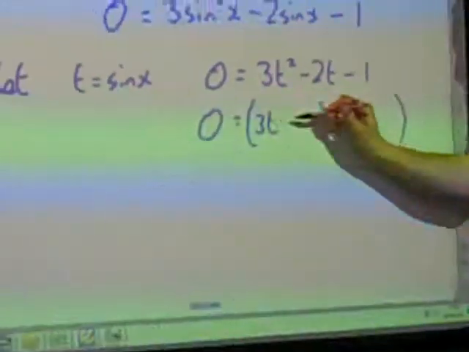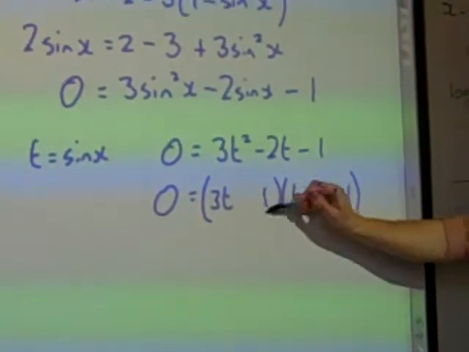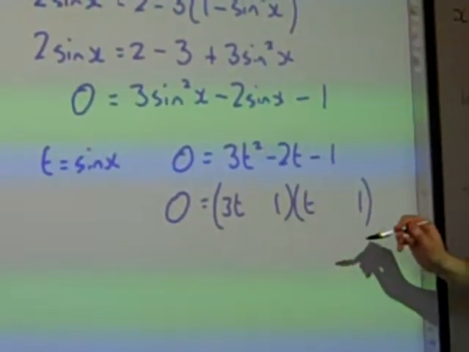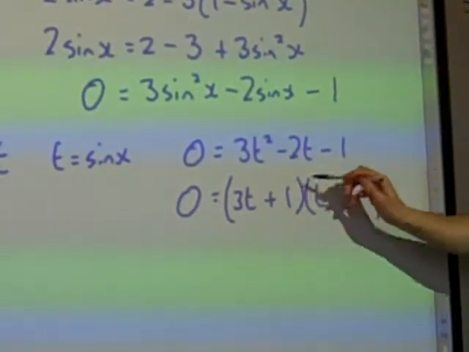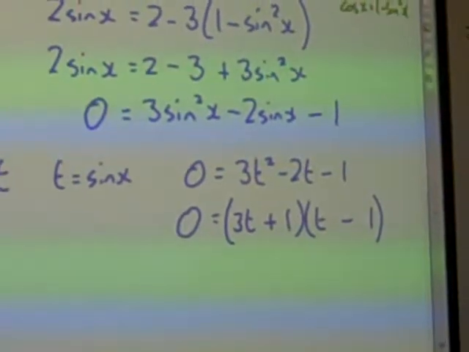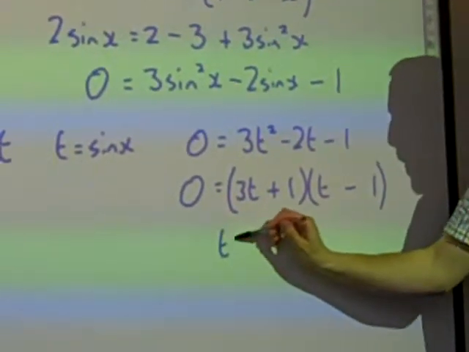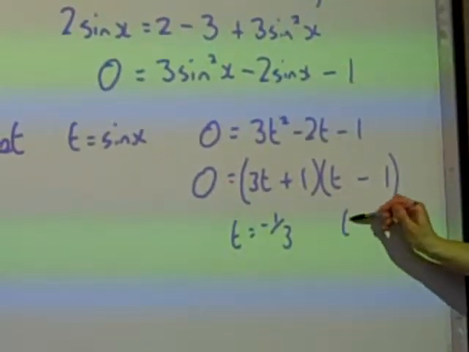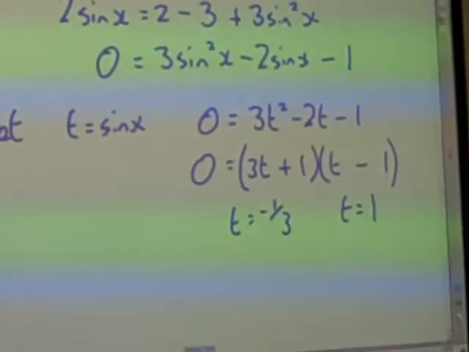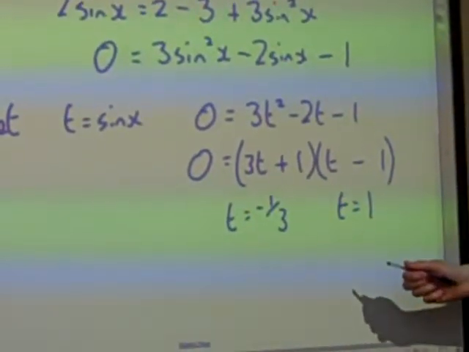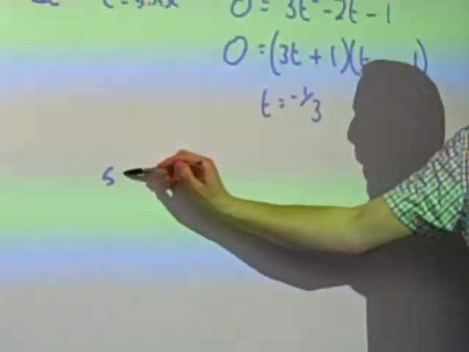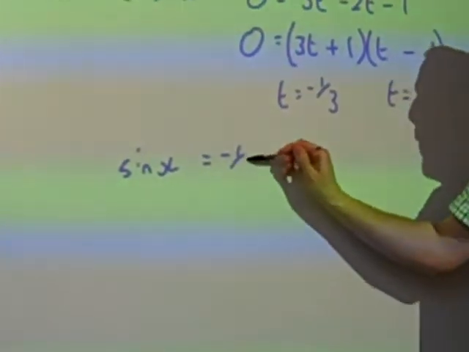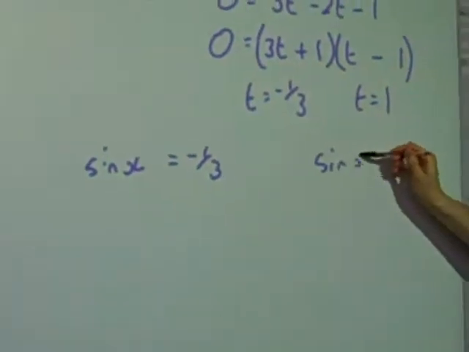3t and t. And it must be 1 and 1. And it must be 1 and minus there and a plus there. Yeah. Minus 3t plus t minus 2t. Great. So t is minus a third. T equals 1. Hey, it wasn't about t, it was about sine x. So sine x is minus a third, or sine x is 1, we're nearly there.